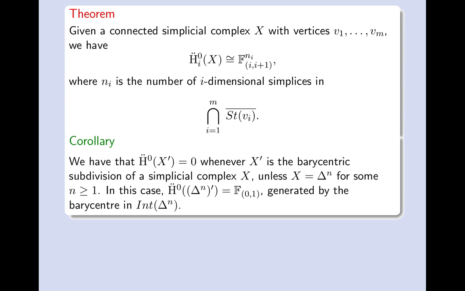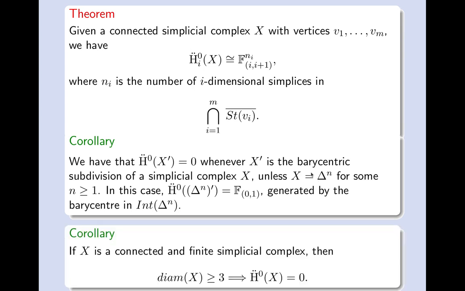This follows immediately by noting that the closures of the stars in the barycentric subdivision of a simplicial complex intersect non-trivially if and only if we are in the case of the simplex. And another way of looking at this is that if we have a simplicial complex with diameter greater than or equal to 3, then the Überhomology in degree 0 must vanish, of course for the same reason, because there will be at least 2 vertices whose stars cannot intersect.